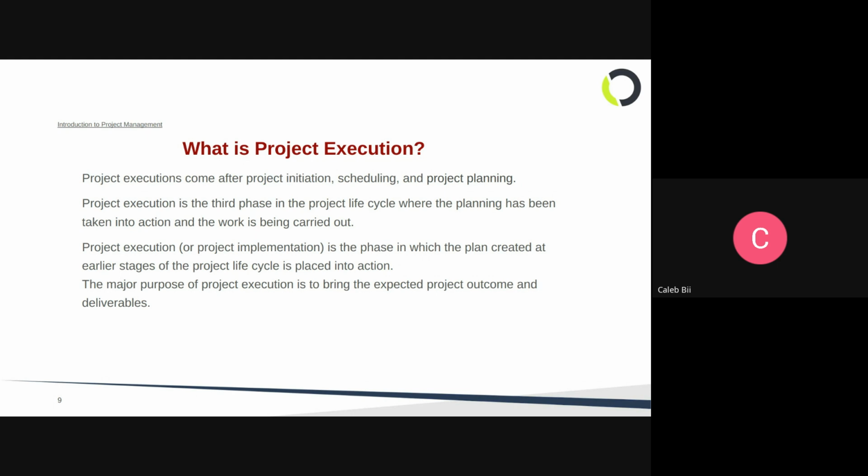The terms execution and implementation go hand in hand. This is the phase in which the plan created at the earlier stages of the project life cycle is put into action. Now we talk about the main purpose of project execution, which is to bring about the expected project outcomes and deliverables. This is the core purpose of the execution phase. Here the actual work is being done and the deliverables are being achieved, or they're being hit.